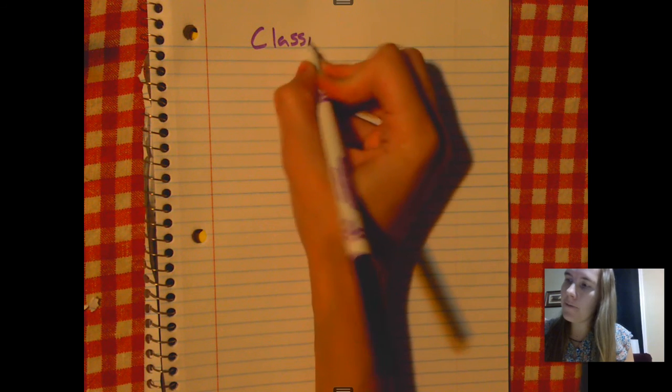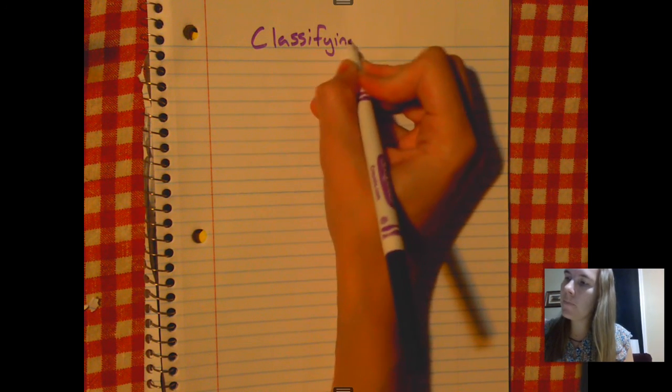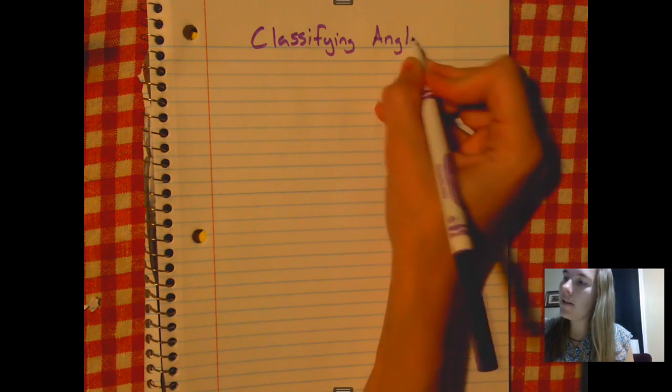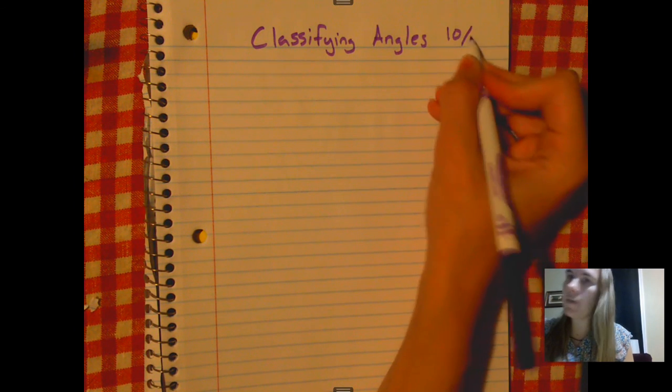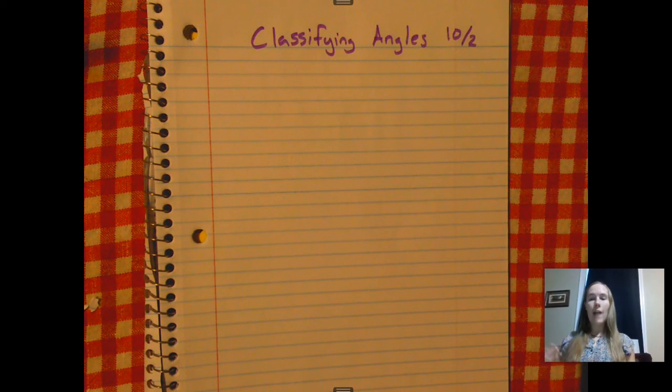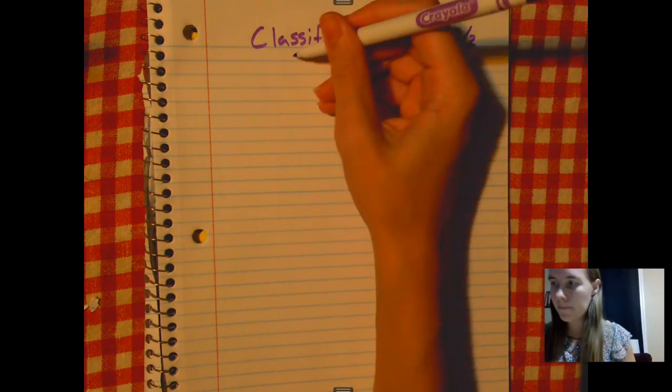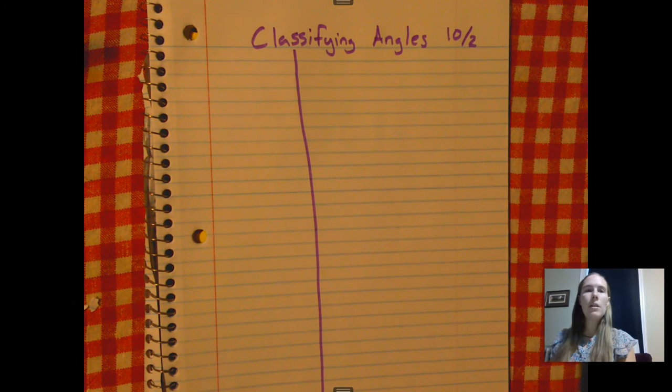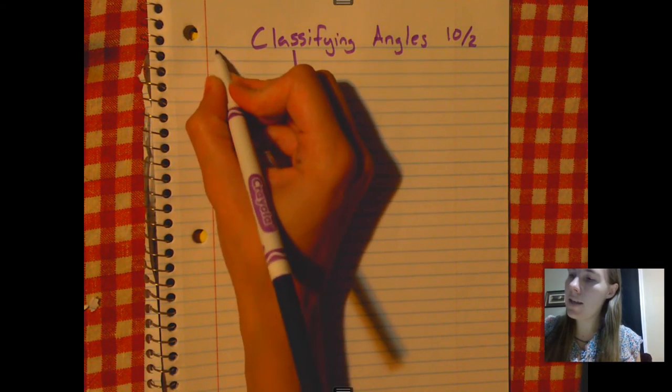So, what we are doing today is we are going to be talking about classifying angles. And it is the 2nd of October. So we've talked a lot about classifying shapes and what that means. Today we're going to be putting some vocab into a little bit deeper things, so into angles. So the first thing I want to talk about is what a degree is.